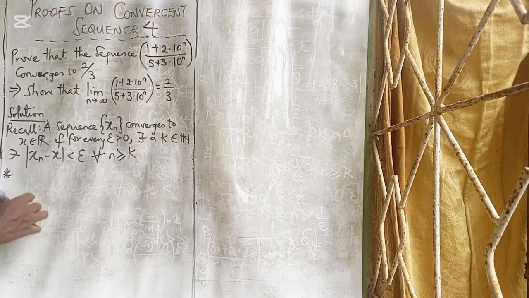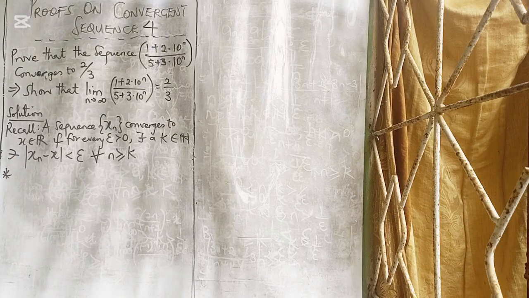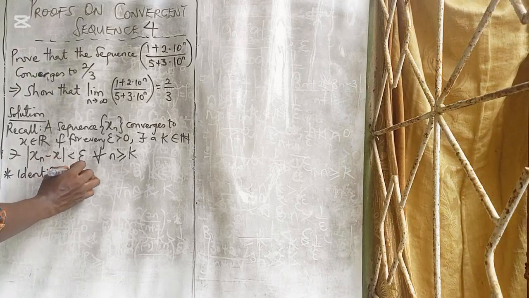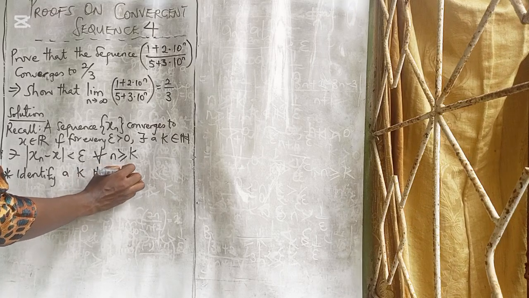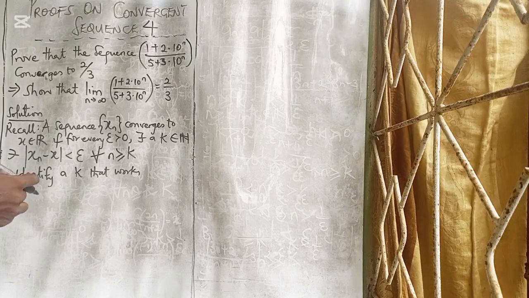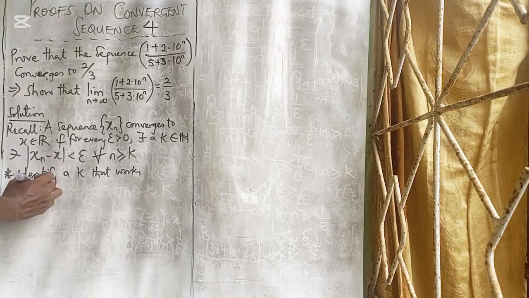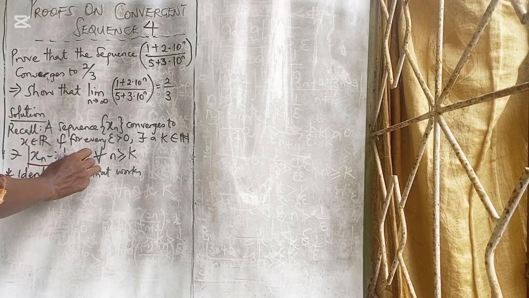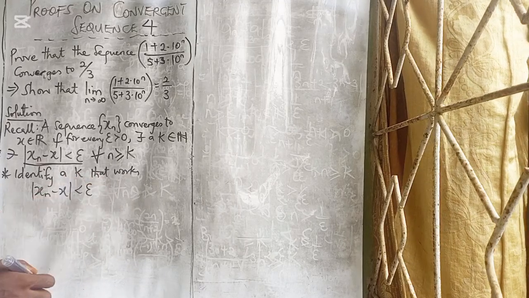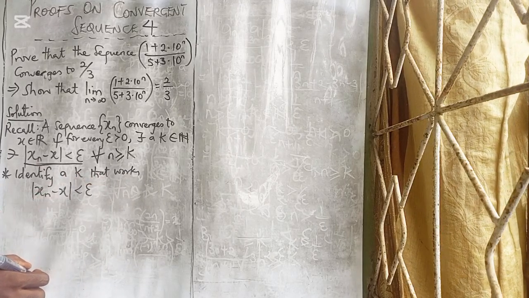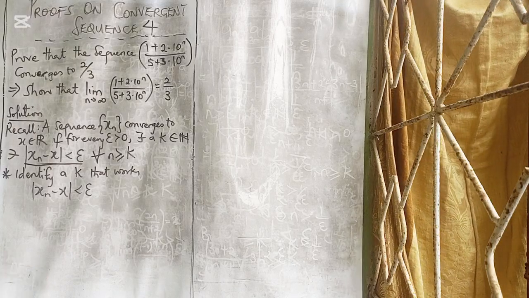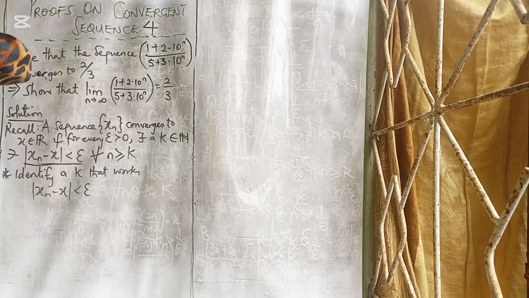And as I said in the previous example, the first thing we need to do is identify a k that works. In order to identify a k that works, we begin from there: the absolute value of xn minus x is less than epsilon. And what's our xn? That's the sequence we are given.